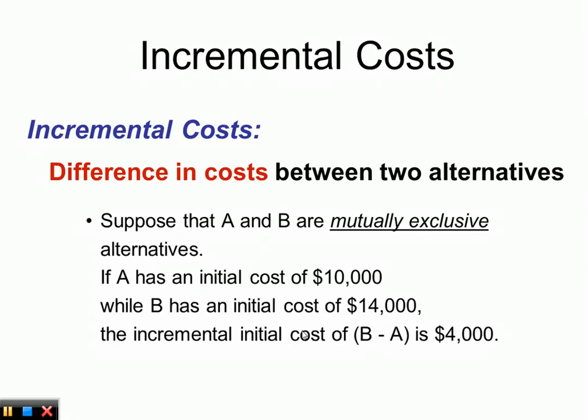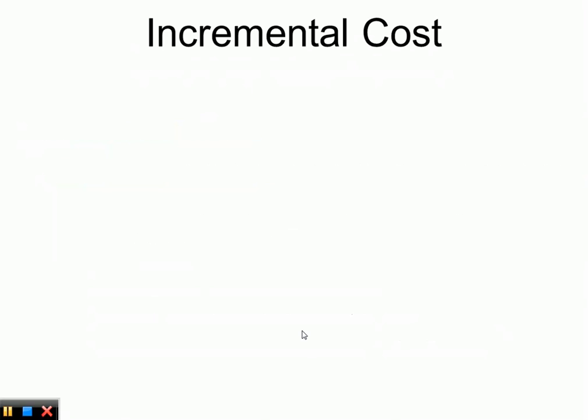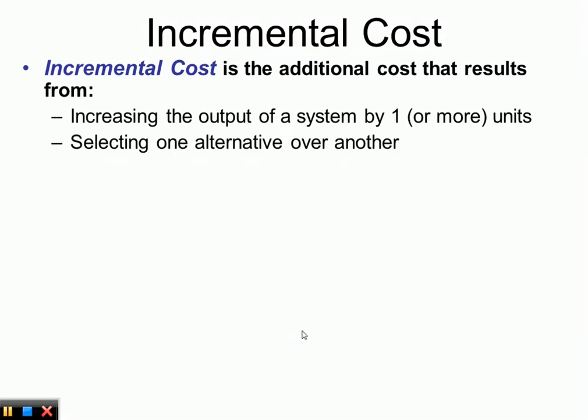You can't do both. If A has an initial cost of 10,000 while B has an initial cost of 14,000, then the incremental cost of B minus A is 14 minus 10, which is 4,000. Alright, let's talk more about incremental cost. Incremental cost is an additional cost that results from increasing the output of a system by one or more units or selecting one alternative over another.